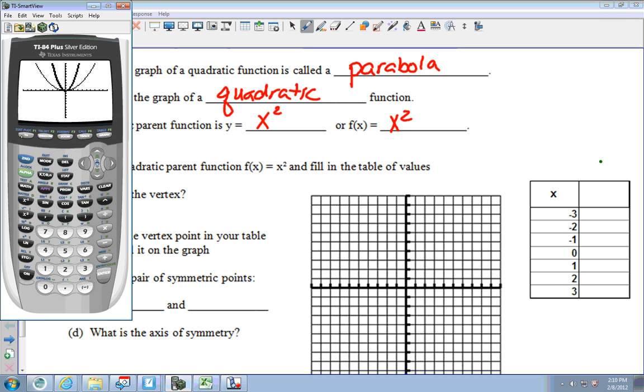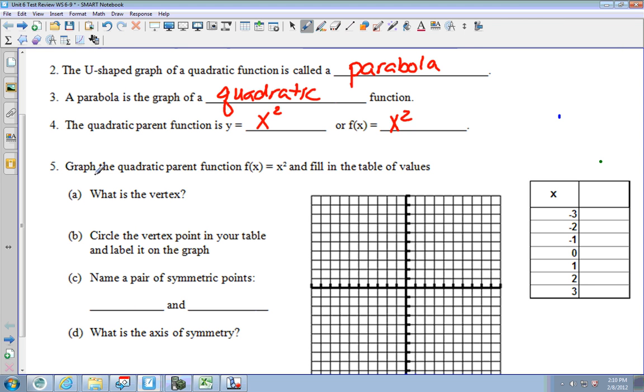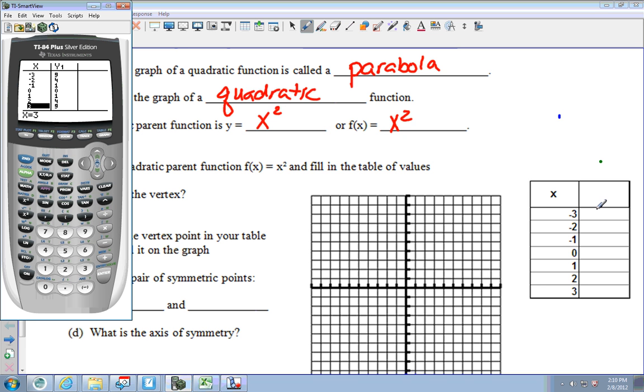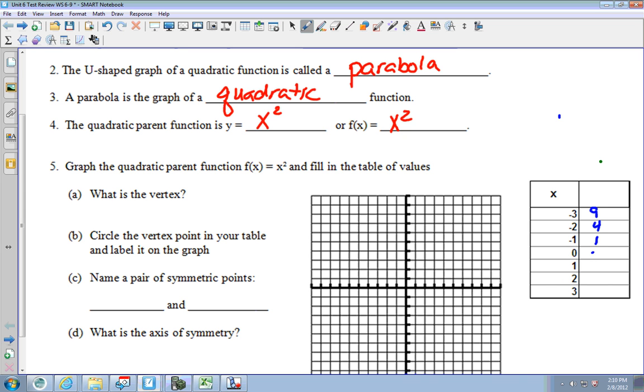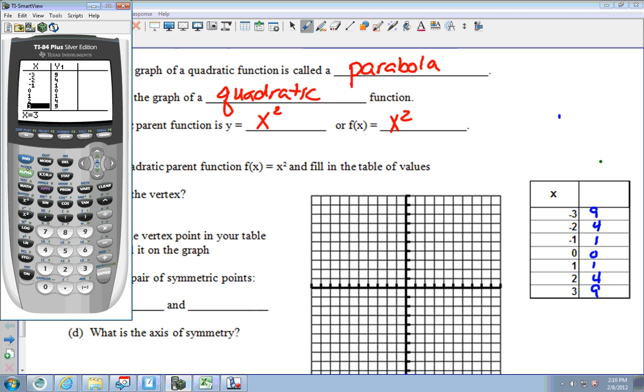Well, we can always go into the calculator here, put in y equals x squared, press second graph. And as we look here to find my symmetric points and things, it gives us the numbers we're supposed to do here. I have -3, 9, -2, 4, -1, 1, 0, 0, 1, 1, 2, 4, and 3, 9. And if you're wondering where I got it, it was right there in the calculator. I put it into y equals, put x squared in there, press second graph.